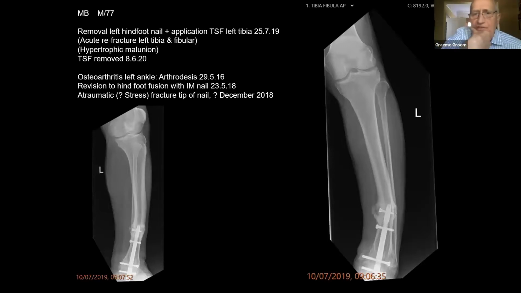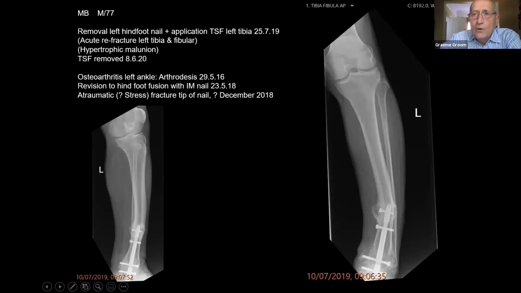The thing we're concerned about is that he had an arthrodesis of his left ankle 4 years ago in 2016, and that was revised to a hindfoot fusion with an intramedullary nail 2 years later, exactly 2 years later. And then he developed a stress fracture at the tip of the nail in December 2018.